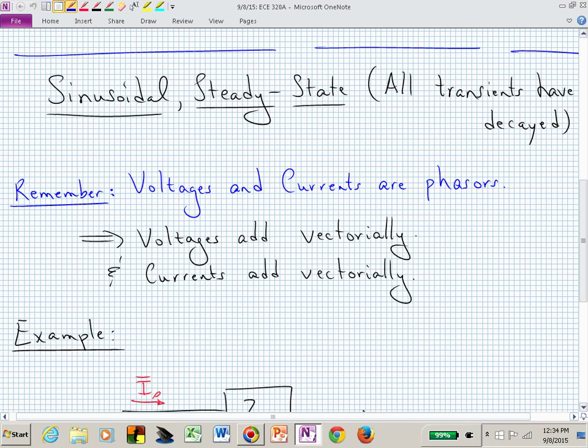If you had a time constant, let's say, of 10 milliseconds, those transients will be gone effectively after five time constants. That's 50 milliseconds. That's not very much time. 0.05 seconds, and then we're in steady state. We're assuming we're already past that infinite length of time of 0.05 seconds. We're in sinusoidal steady state. Now we can worry about solving these problems as complex problems or with phasors.